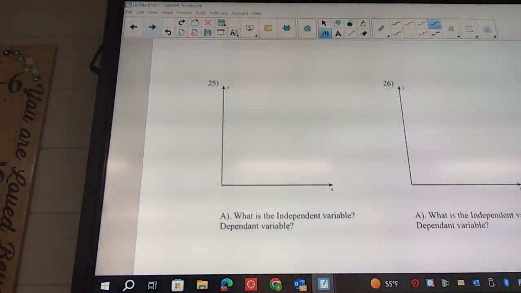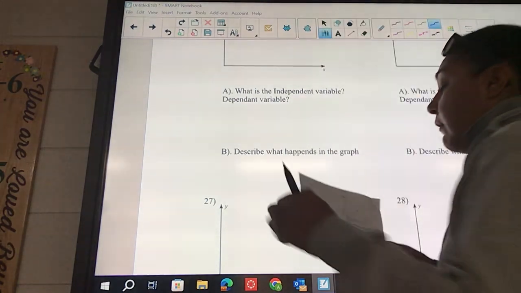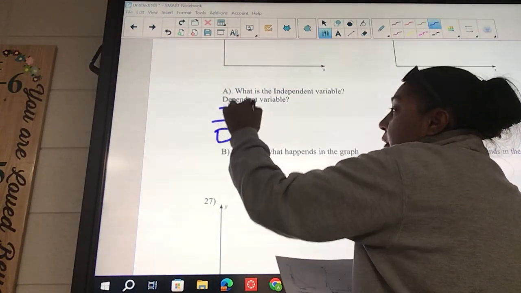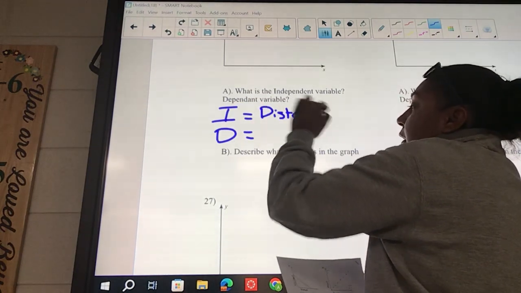Okay, 25. We got distance, so how many miles I drive or how far I drive, versus the fuel that I use. Which one is independent? The distance is independent. I don't have to drive, I choose to. And the amount of fuel that I use, I'm not going to use any fuel if my car is just sitting in the driveway. So this is my distance, and this is my gas.